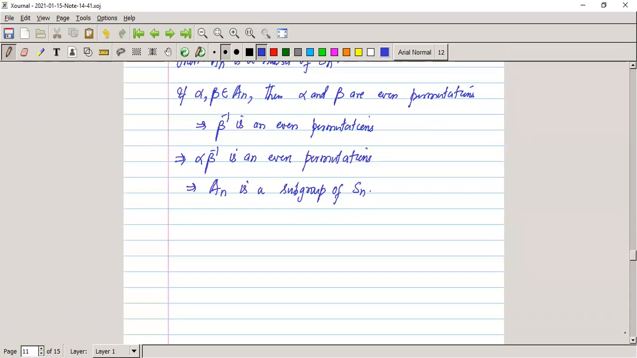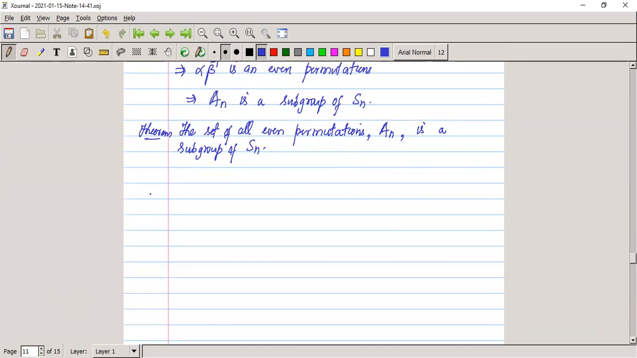Okay, so we have seen that An is a subgroup of Sn, so we can make this into a statement in the form of a result, or let's write it like a theorem. The set of all even permutations, denoted by An, is a subgroup of Sn.